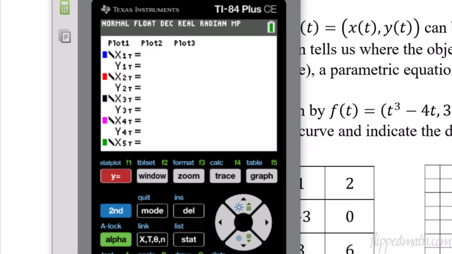So let's go ahead and plug in this t cubed minus 4t. How do you get the t to show up? The t is just the variable button. See here where it says x, t, theta, n? It changes based on what mode you're in, whether we're in function mode, parametric mode, polar mode, or sequences, I think is what that last one was. So let's just hit the variable button, and boom, it shows a t instead of the regular x.